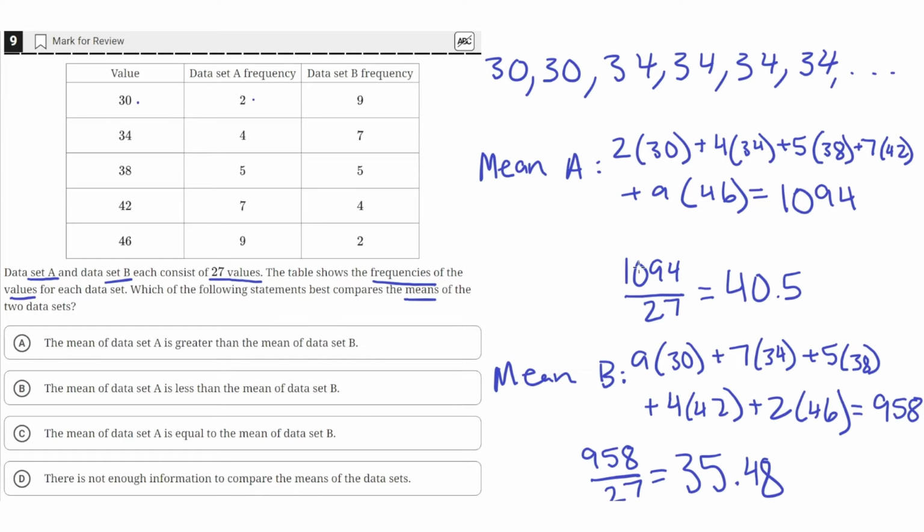So now we can see that the mean of dataset A, which is 40.5, is greater than the mean for dataset B, which is 35.48. So the answer choice that says that, answer choice A, says that the mean of dataset A is greater than the mean of dataset B. So A is the correct answer.